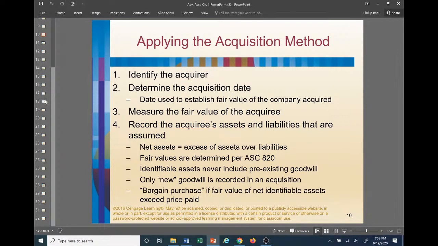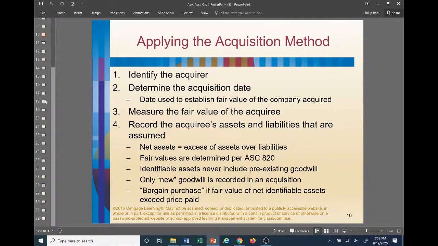Okay, applying the acquisition method. First we want to identify the acquirer. So who is actually acquiring this company? Then next we need to determine the acquisition date. So when is the date of acquiring this company? The date is used to establish fair value of the company acquired. So at whatever point in time is the estimates of fair value that we're going to use.